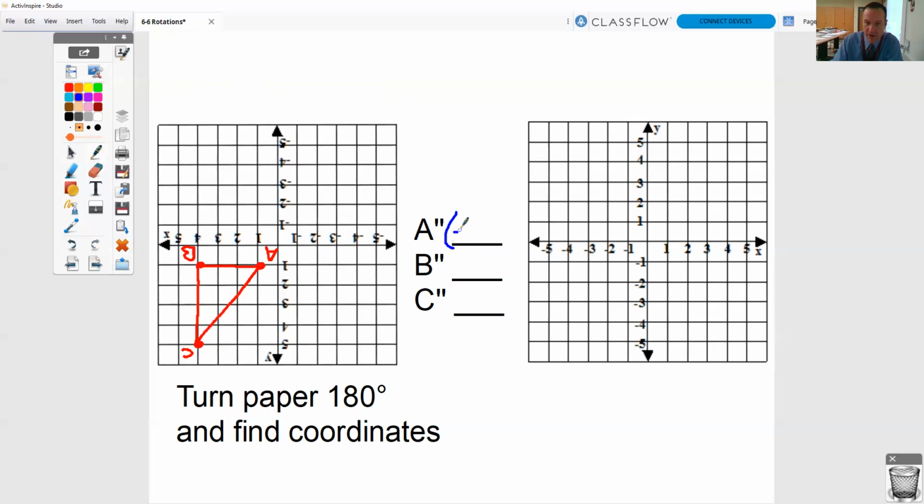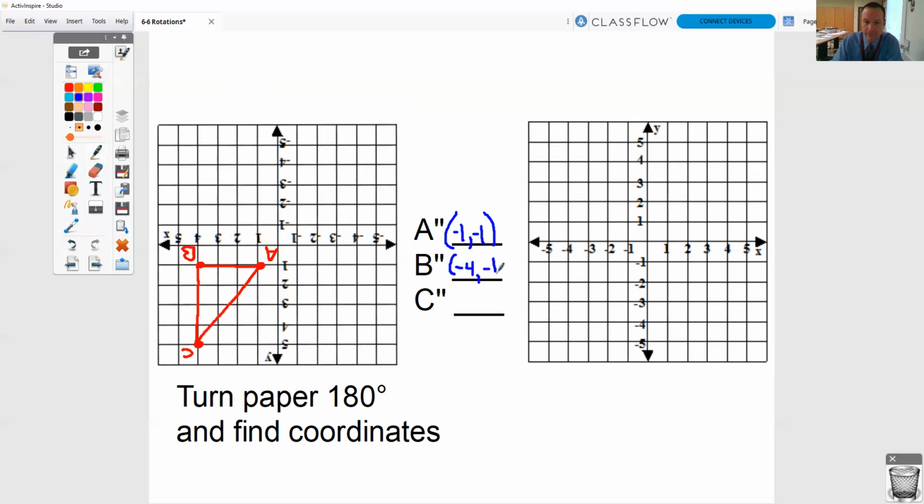Remember, you have to ignore the numbers that are on your paper. Anytime you go up and to the right, that's positive. Anytime you go down and to the left, that's negative. B double prime. Where's B at? Starting in the middle, it looks like it's over to 4, down to 1. It's not over to 4, down to 1. Anytime we go over to the left is negative. Anytime we go down, down is negative. So we're really going over to -4, down to -1.